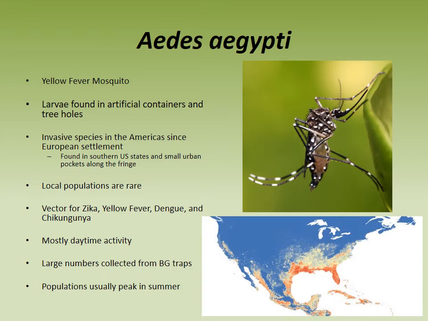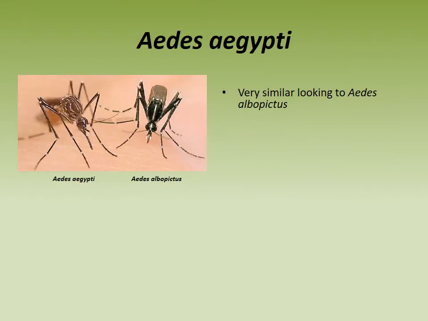Large numbers are collected in BG traps as well, and populations also peak in the summer. So lots of similarities with Aedes albopictus. Even the look of it, very similar. But when you compare the two, we'll be looking at the aegypti on the left, the albopictus on the right.